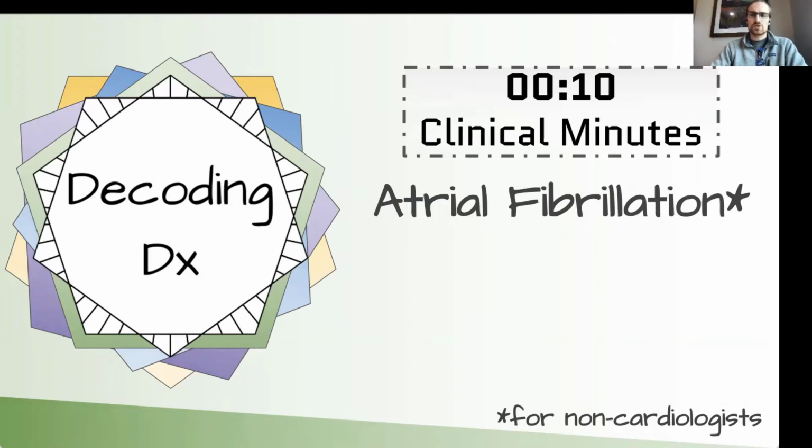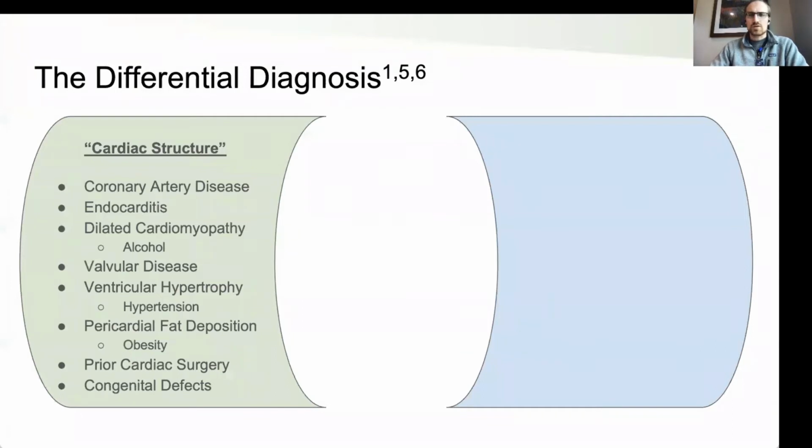We're talking about atrial fibrillation, with an asterisk, for non-cardiologists. This should help you out in your primary medicine wards, primary medicine clinics, and also in the hospital. So we start out with a differential diagnosis. We're going to have a couple different buckets and categories for these.